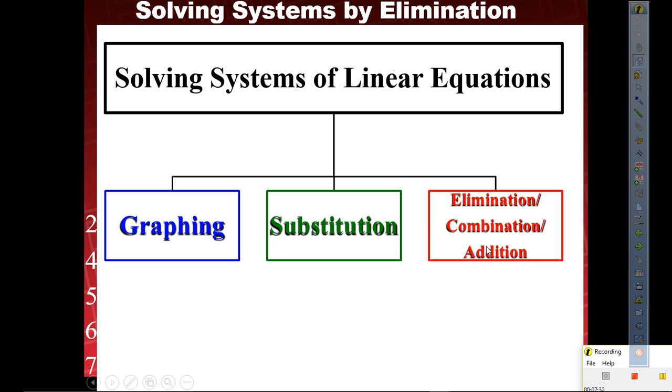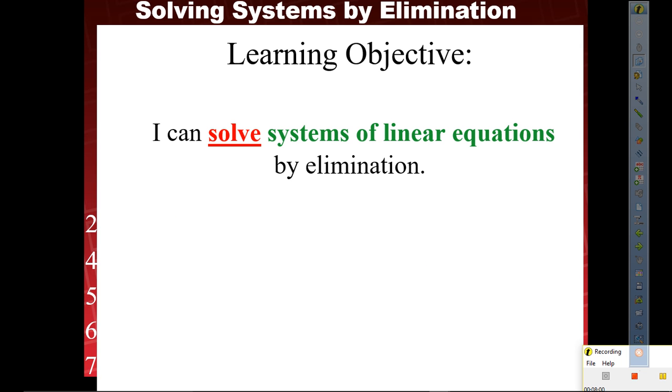Tell your neighbor what I just said. All 3 are the same method. Elimination, combination, and addition, it's the same method, but many times they word it differently, so I'm going to give you all different terms so you can get used to that it's the same method. Our objective for today: I can solve systems of linear equations by elimination. Let's read together. 1, 2, 3. I can solve systems of linear equations by elimination.